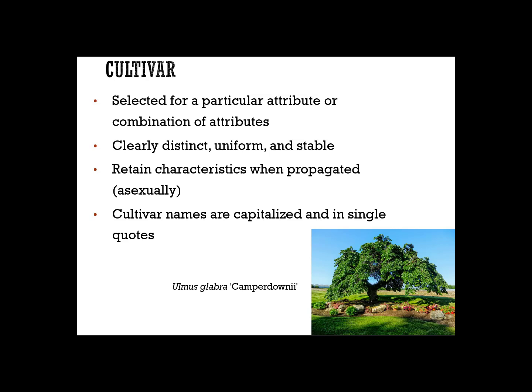Cultivars are selected for particular attributes or a combination of attributes. They're clearly distinct, they're uniform and stable, they retain their characteristics when you propagate them asexually, and the cultivar names are capitalized and in single quotes. So in this case we've got Ulmus glabra camperdownii, which is our camperdown elm.